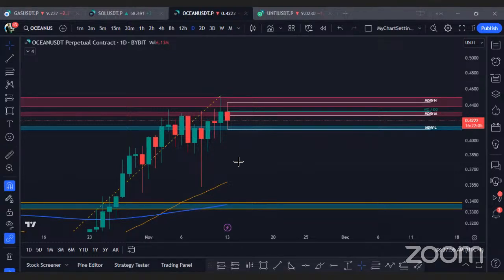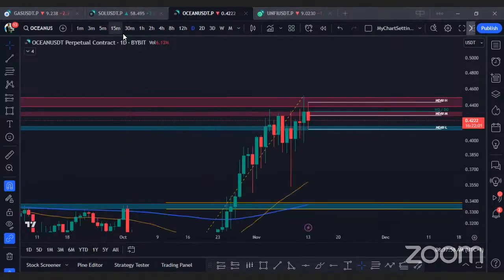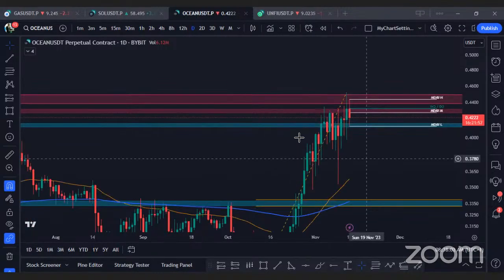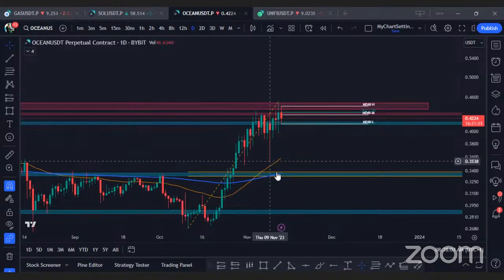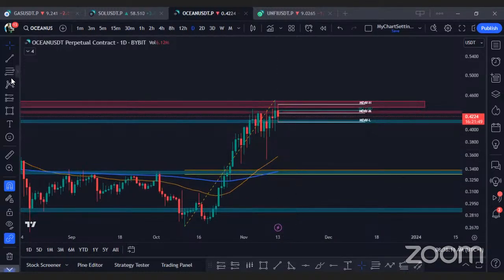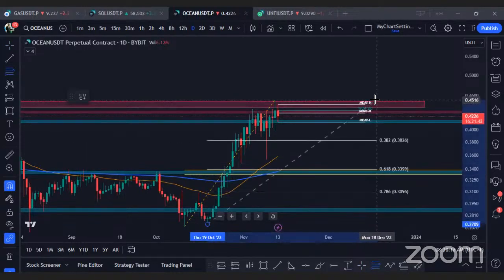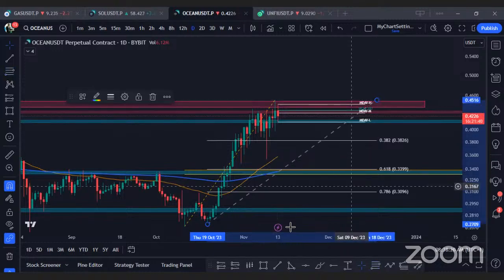All right, so for Ocean, I'll be looking for a quick pullback actually, okay? Looking for a quick pullback. This is what happened the other day, which got too many of us, those of us who are trading without stop loss. If you're like me, sorry. I'm sorry to myself too.